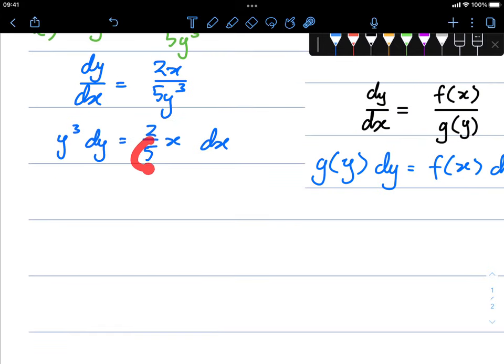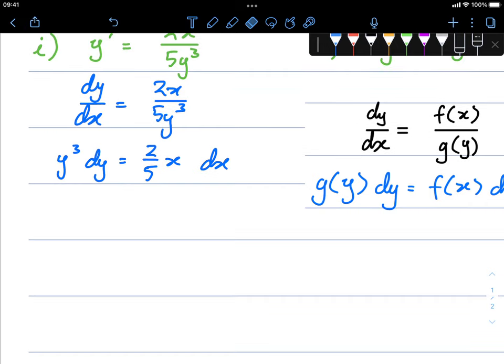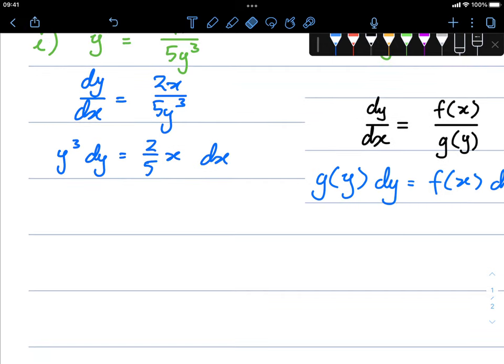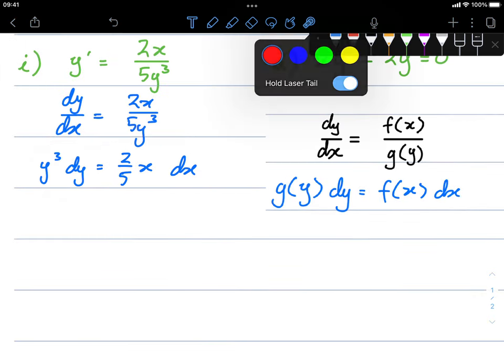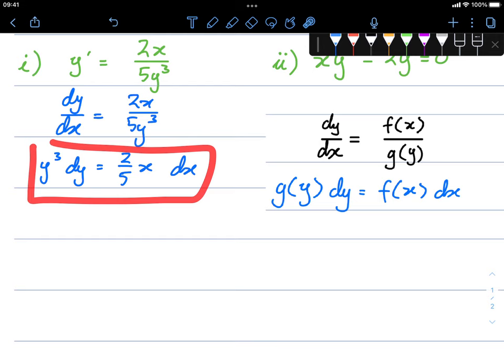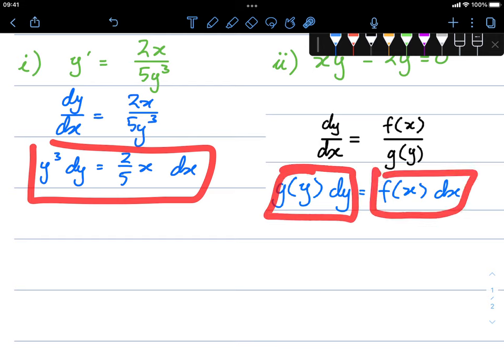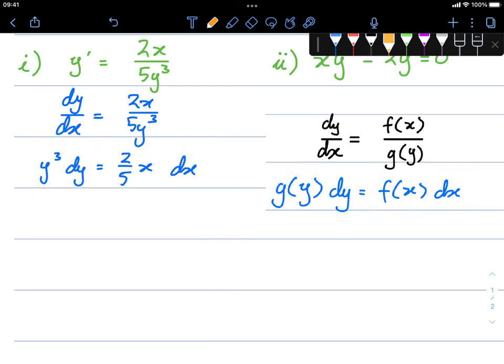You could have also brought the 5 along with it, like so, 5y cubed. You would still get the equivalent relation in this case. But I'm going to integrate it like this. Notice how now this is similar to this. Okay, so let's now integrate both sides.